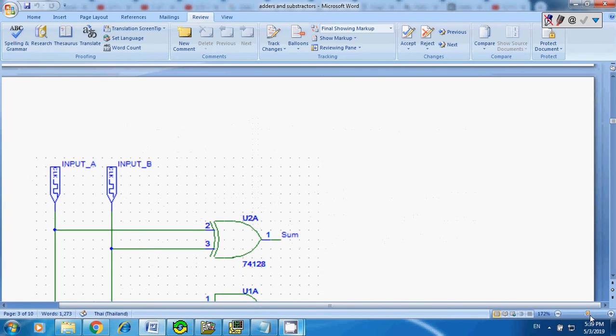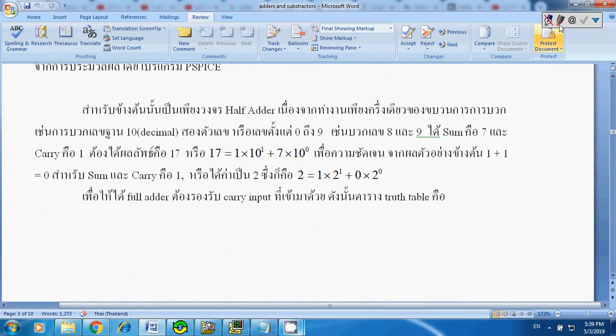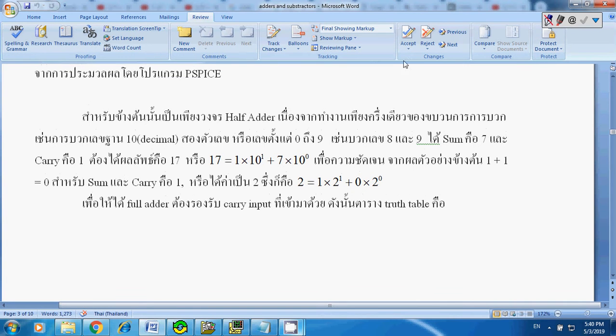Now let's take a look at the full adder circuit. What I just mentioned is just the half adder circuit, because it works only half part of the process for adding numbers together.